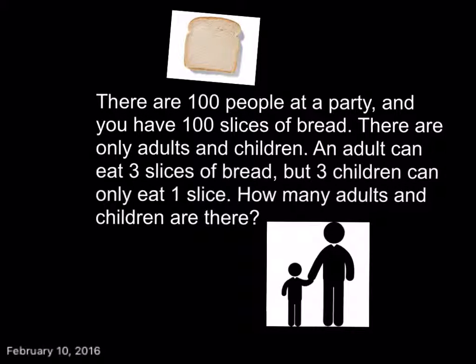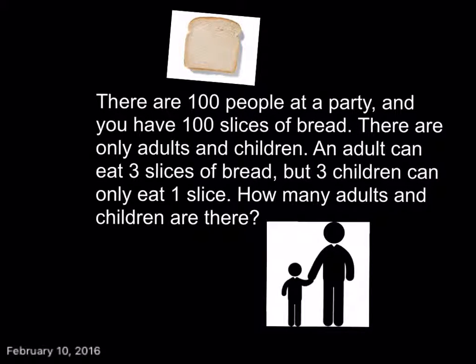There are a group of people at a party, and there are lots of bread. And there are only adults and children at the party. An adult can eat 3 slices of bread, but it takes 3 children to eat 1 piece of bread. And there are 100 people at the party, and you have 100 slices of bread. The question is, how many children and adults are there at the party?